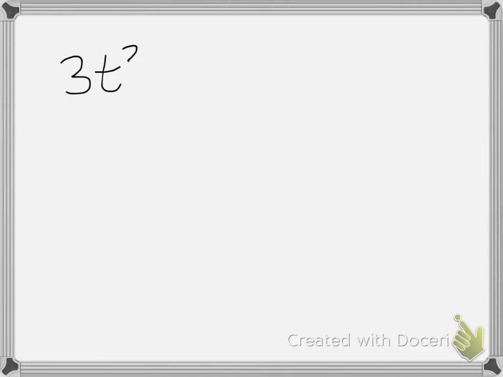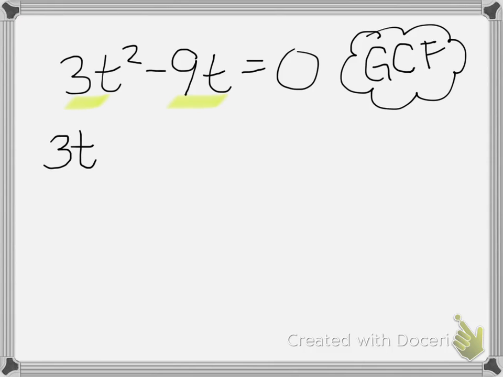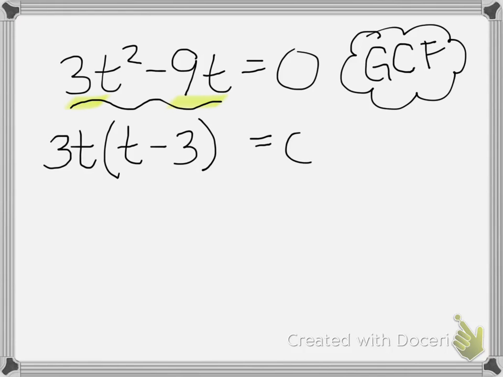So if you have 3t squared minus 9t equals 0, you have an equation. The first thing you want to look for, and I keep saying it over and over, seems like lately, is your GCF. So what's a GCF between the first two terms? A GCF between the first two terms is 3t. If I factor 3t out of this part, I get t minus 3. And we'll put equals 0.